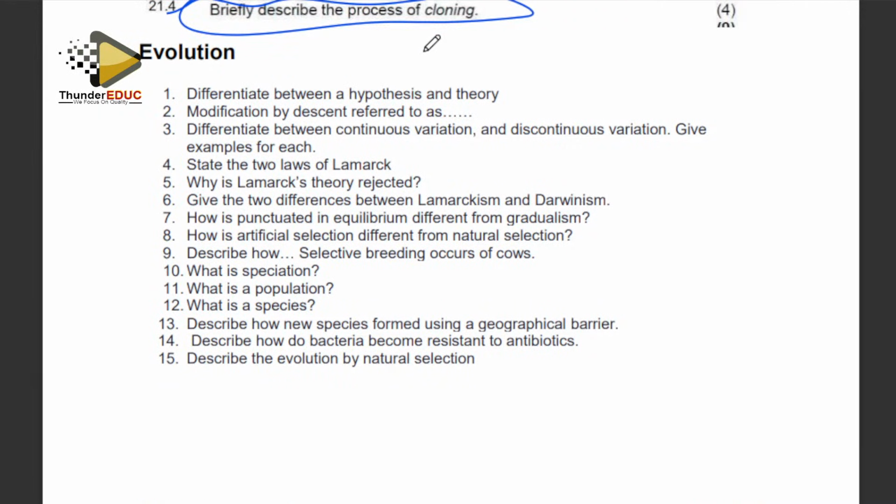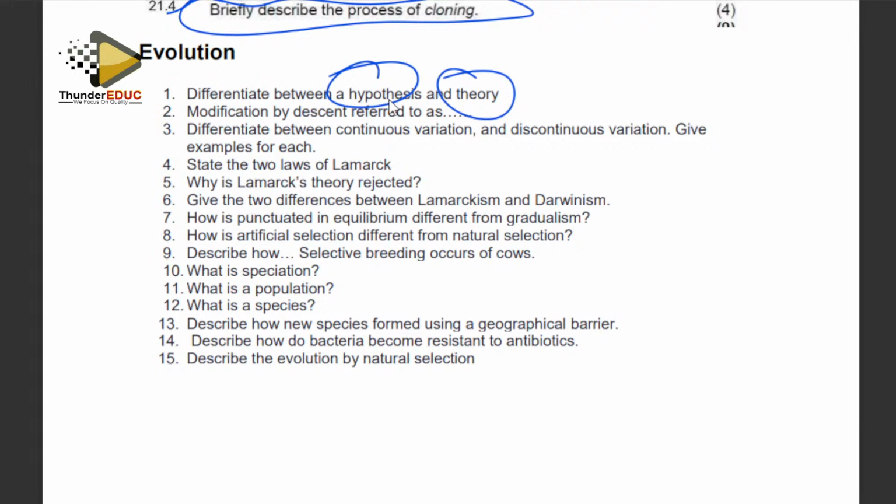They're saying differentiate between a hypothesis and a theory. A hypothesis is just a tentative statement that can be tested. It's not yet tested. We have not yet approved it. But a theory is a description of a phenomenon which has been supported with the facts. So we call it a theory. Then they are saying modification by descent, how do you call that?